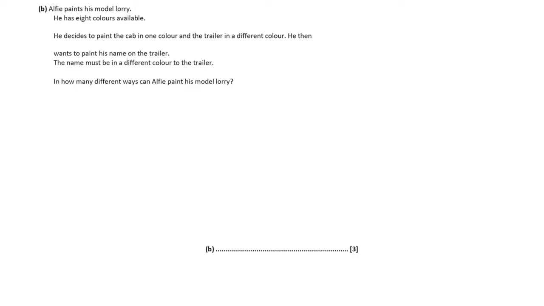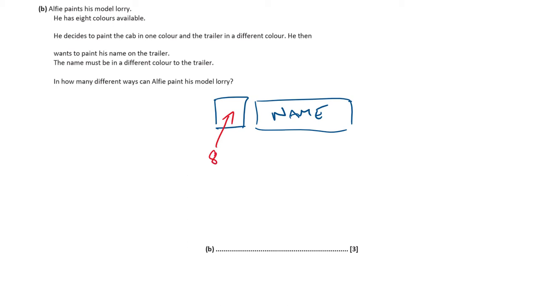Okay, so he's got the cab, he's got the trailer, and he's got his name on the trailer, isn't he? And he's got 8 colors to paint it with. So for this first one, the cab, he's going to have 8 choices for his colors, isn't he? He can use any one of those 8 colors.